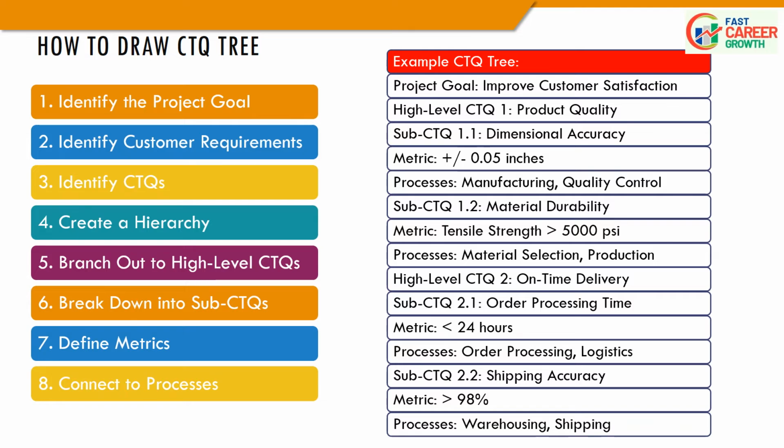In this example, the CTQ tree starts with the overall project goal and breaks it down into high-level CTQs. Each high-level CTQ is then further broken down into more specific sub-CTQs with associated metrics and relevant processes.